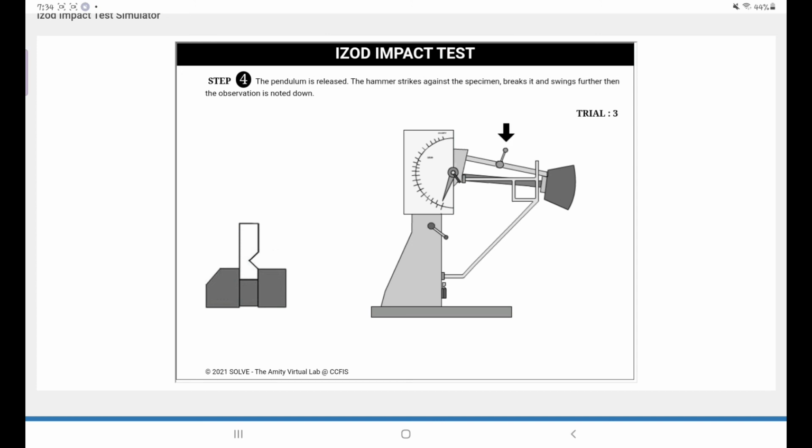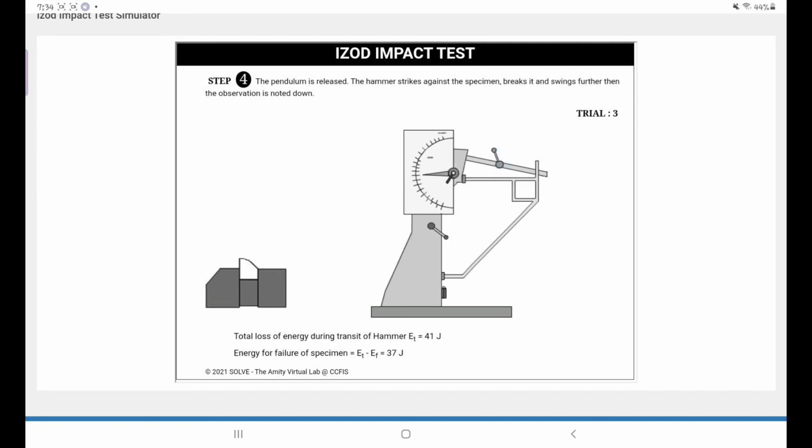Step 4. The pendulum is released. The hammer strikes against the specimen, breaks it and swings further, then the observation is noted down. Total loss of energy during transit of hammer, ET, equals 41 joule. Energy for failure of specimen, ET minus EF, equals 37 joule.